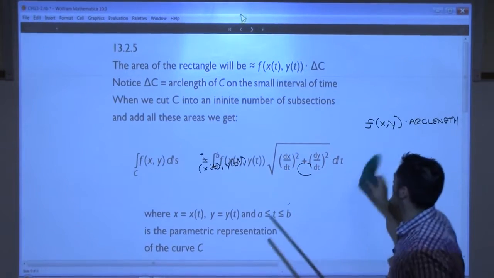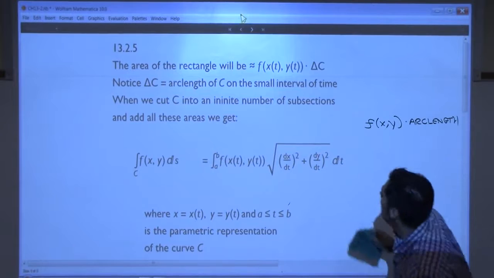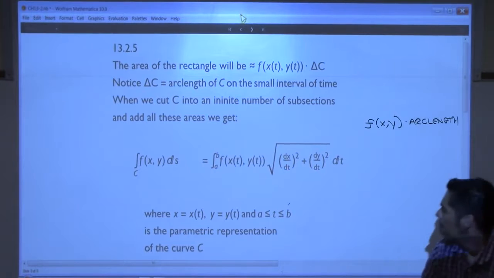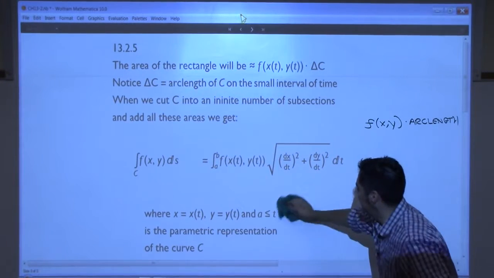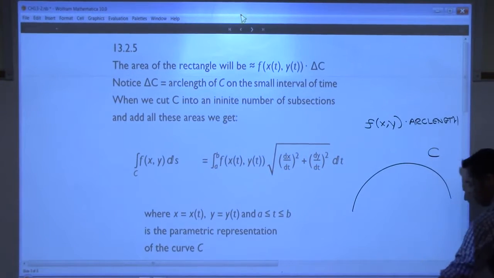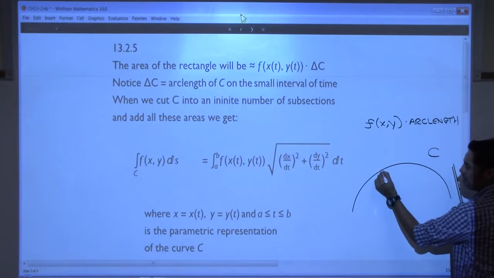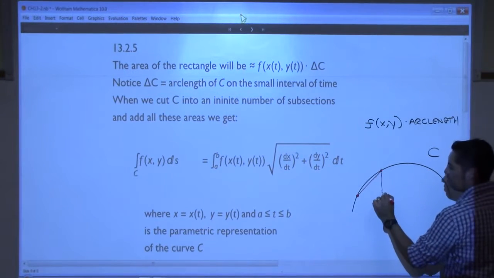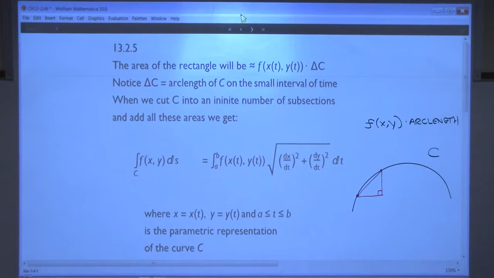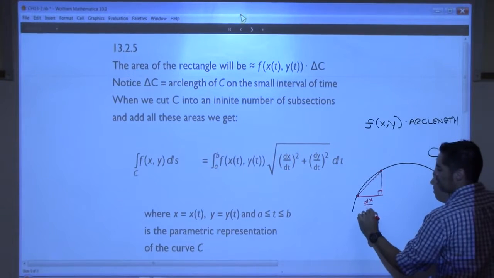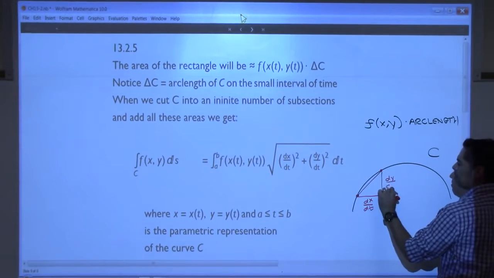Okay, so we are going to cut this thing up. This delta c is the arc length. And here, how would you find the arc length of the curve? So I'm going to draw a picture over here for you. Here's that curve C. If I'm trying to approximate this right there, then I can draw a right triangle. This would be my change in x with respect to t, my change in y with respect to t.